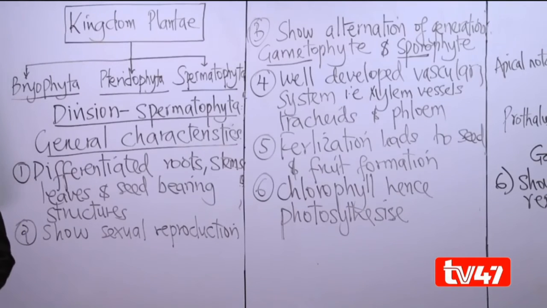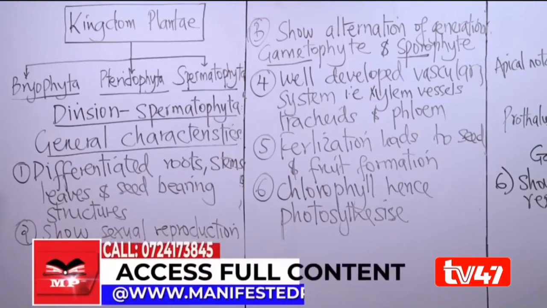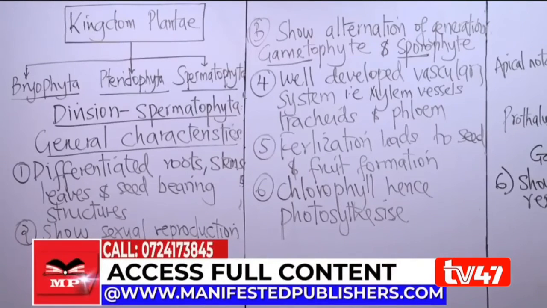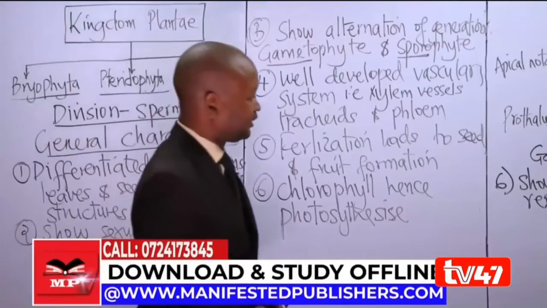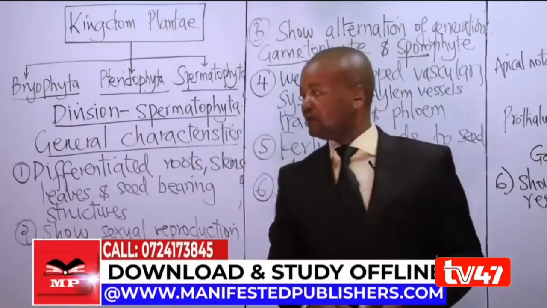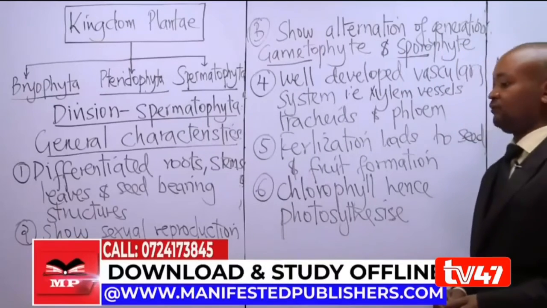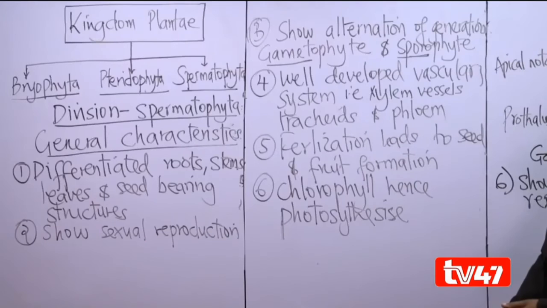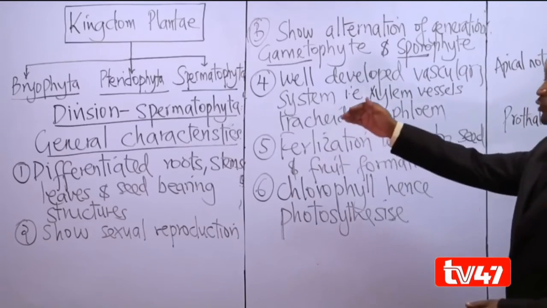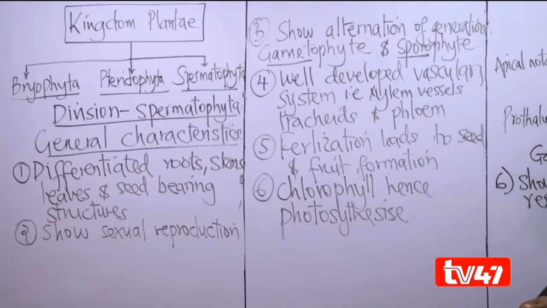And then it must be noted that this division is further subdivided into 2 subdivisions, which we will look at later. So these are some of the general characteristics of members of Pteridophyta. We are going to look at some of the members when we go down to the subdivision. So even within the same division, it is also subdivided. That's what we are going to look at in the next lesson.